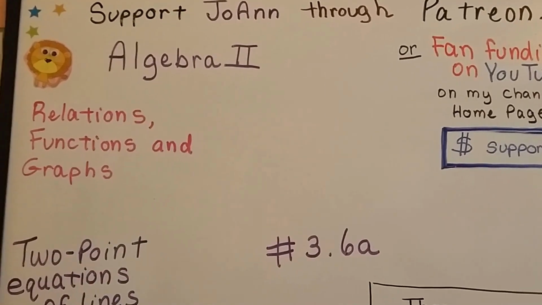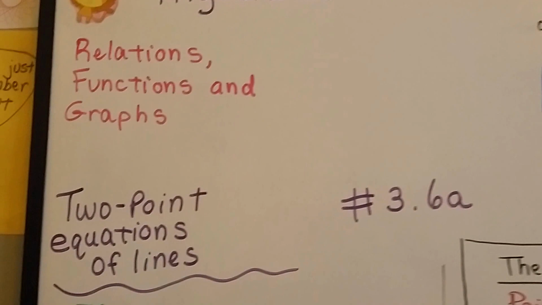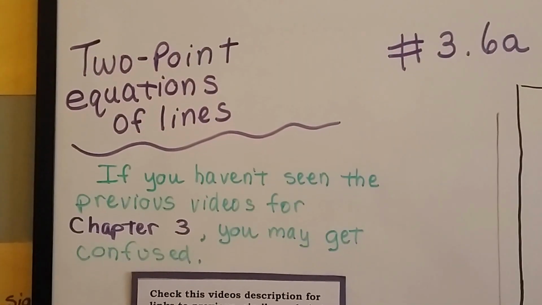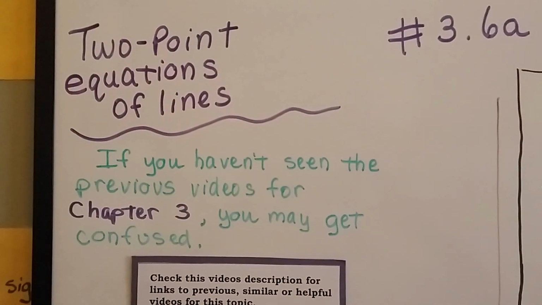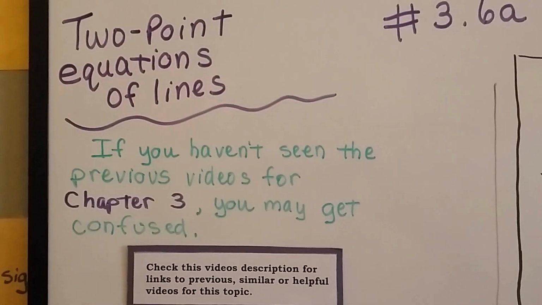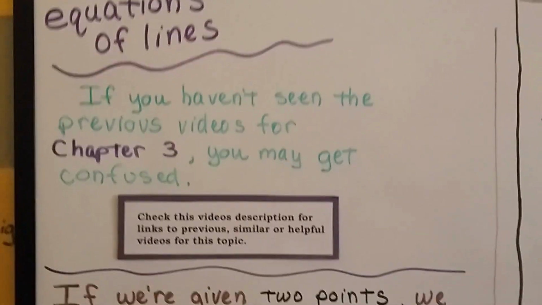Algebra 2, 3.6a, two-point equations of lines. If you haven't seen the previous videos for Chapter 3, you may get confused. You can just click on the description of this video and go right to those in the Algebra 2 playlist.